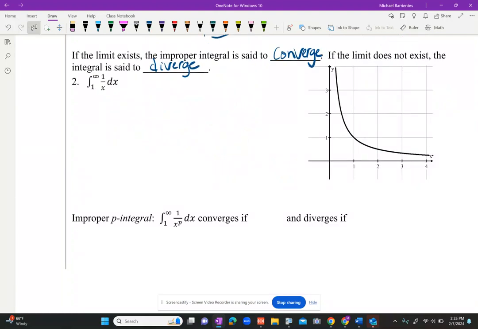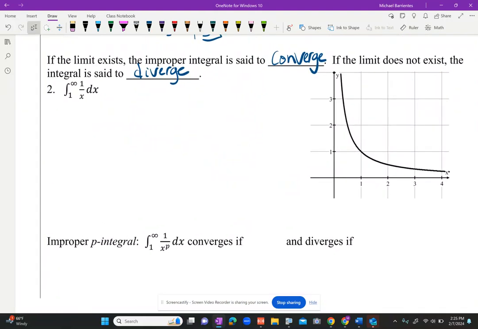All right, good people. Let's look at our second example. We're doing improper integrals. And here we have an improper integral. I know this because I see there's infinite behavior at the top limit of integration. So here's the graph, y equals 1 over x.